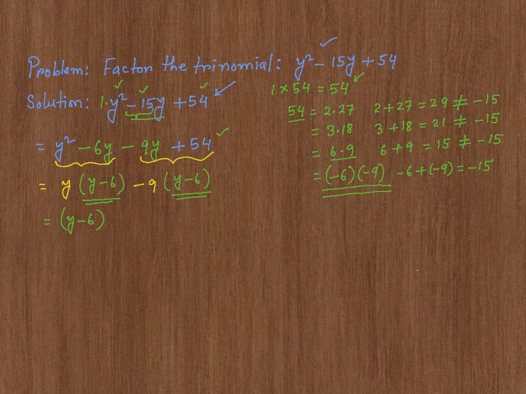If I do that, I will be left with y here and negative 9 there. So when I factor y squared minus 15y plus 54, I get y minus 6 times y minus 9.